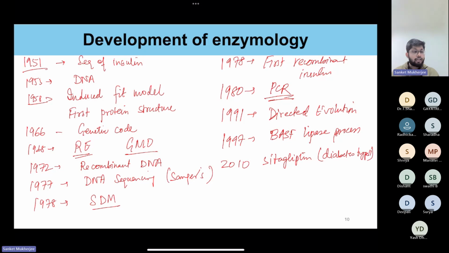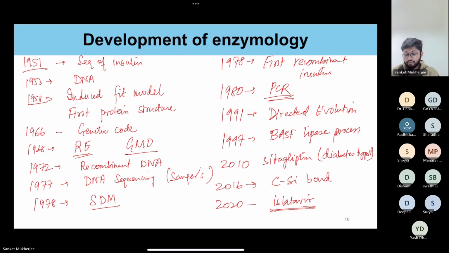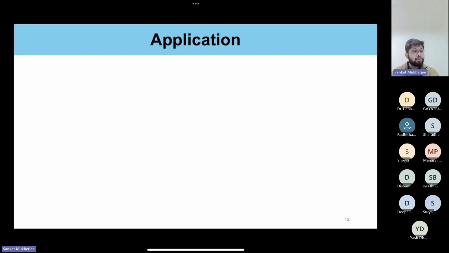So insulin, even this drug, and also in 2020, nine enzyme cascades were found to produce islatravir. It is used to treat and prevent HIV infection. In 2016, an enzyme was engineered which could form a carbon-silicon bond. So these are some of the history of enzymes. As I already told you, enzymes are biological catalysts.